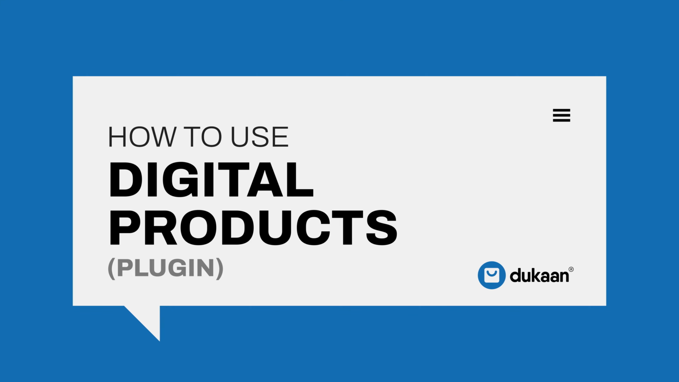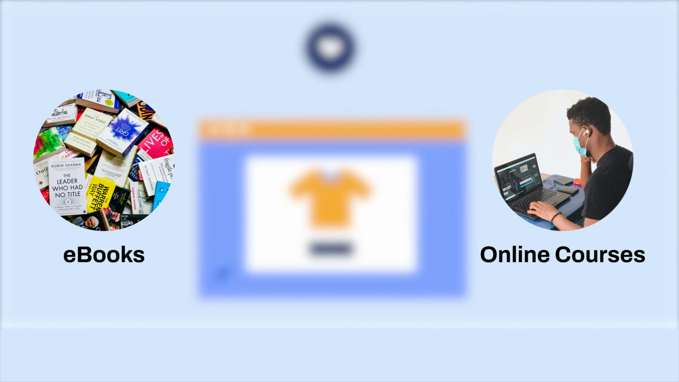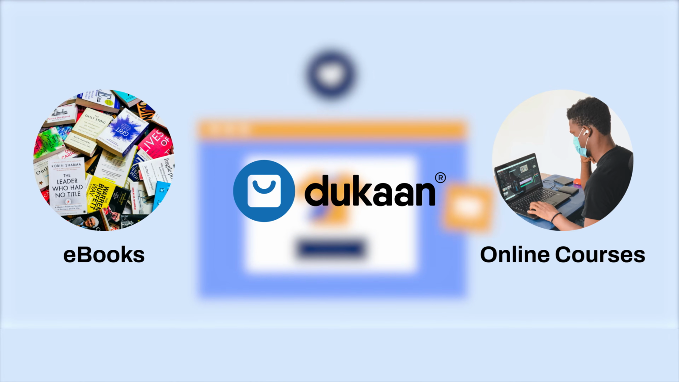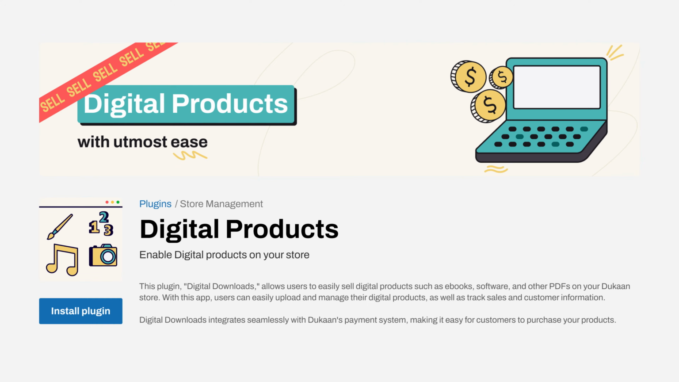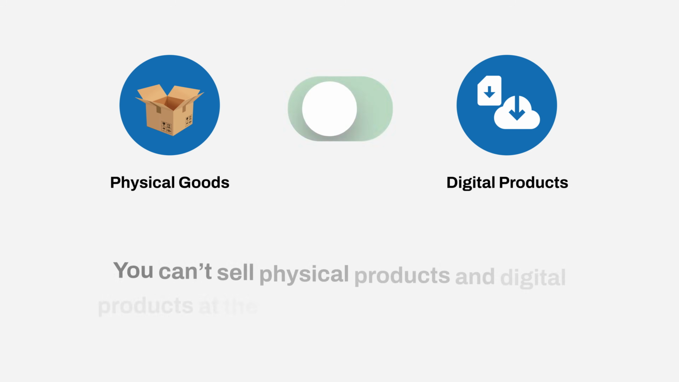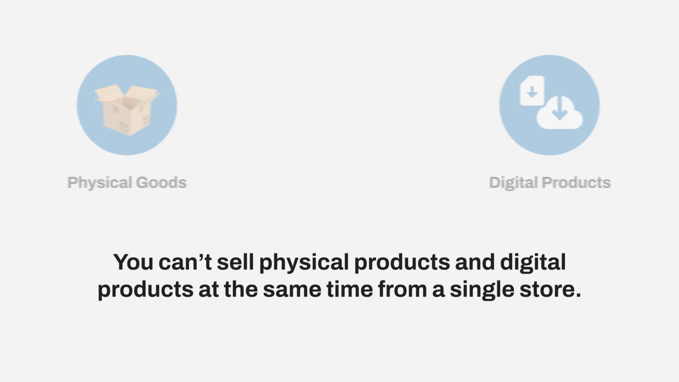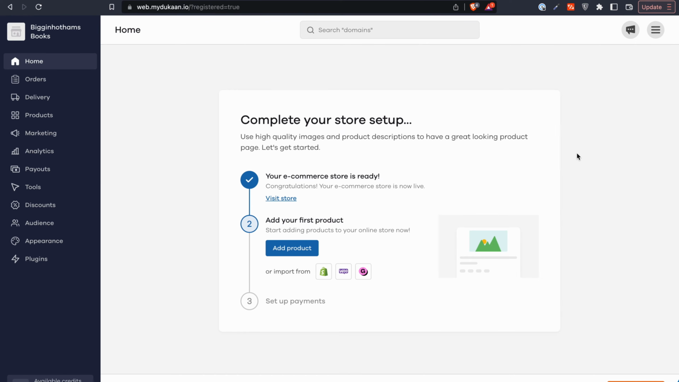Hey there, if you're a business that wants to sell digital products like eBooks or course videos, you can now easily sell it with Dukaan. With the digital products plugin, you can now make your Dukaan store compatible with digital products. But please note that you can't sell physical products and digital products at the same time from a single store. With that out of the way, let's get started in setting up your Dukaan for digital products.